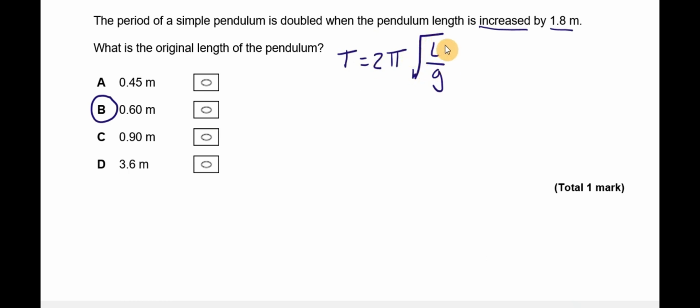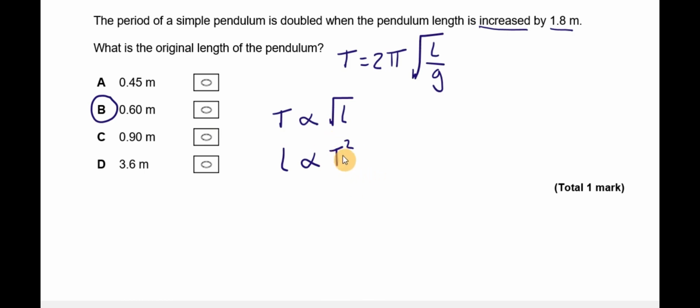I often find it useful in points like this just to get rid of everything that isn't relevant to this question. Well, we're not talking about a change in gravitational field strength. 2 and π are just numbers. So I can say that the time period is proportional to the square root of the length of the pendulum. Or I could say that the length of the pendulum is proportional to the time period squared.